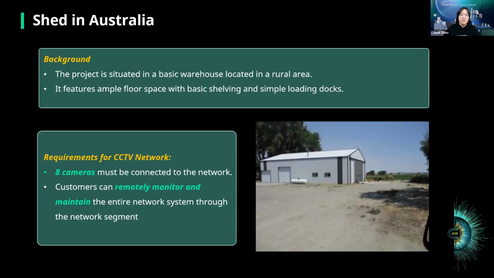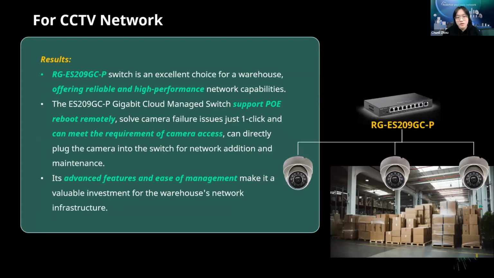Okay, these two are their requirements for the CCTV network. In this project, they chose the ES200 and the 9GC PoE switch. This is an excellent choice for a warehouse because it offers reliable and high performance network capabilities. Our ES2 series cloud managed switch supports PoE reboot remotely, so it can solve camera failure issues with just one click.